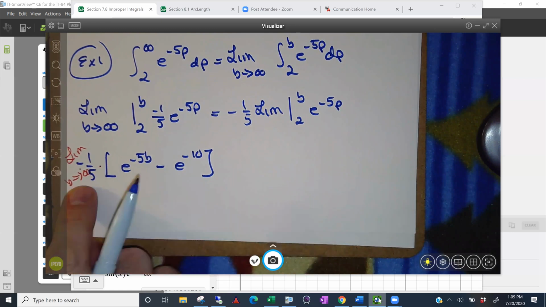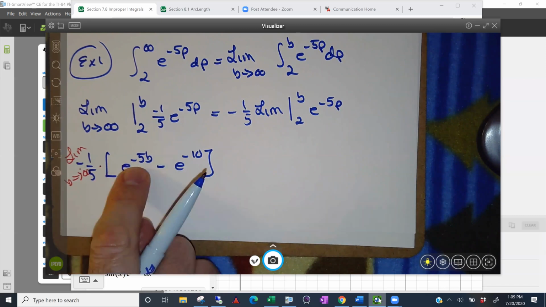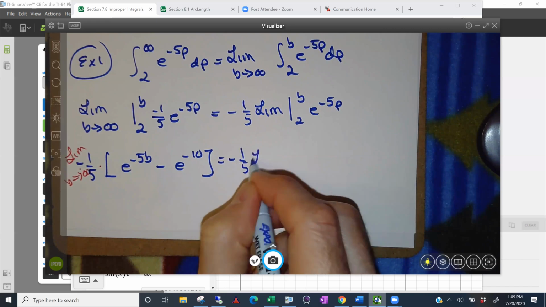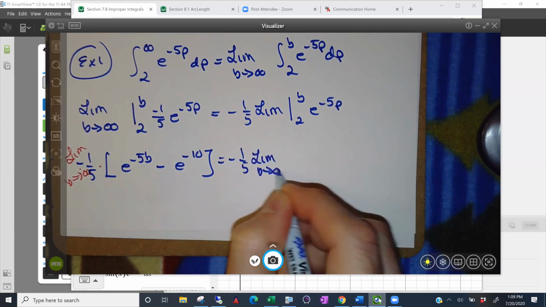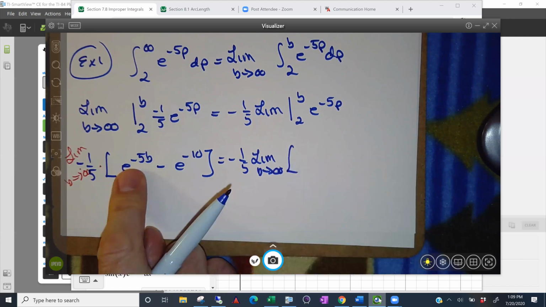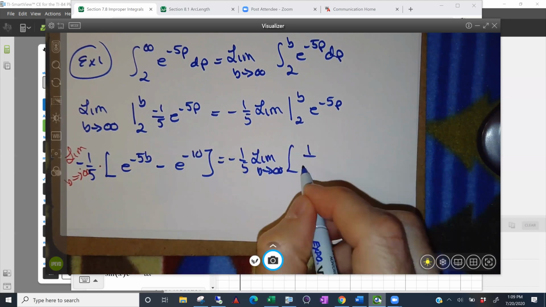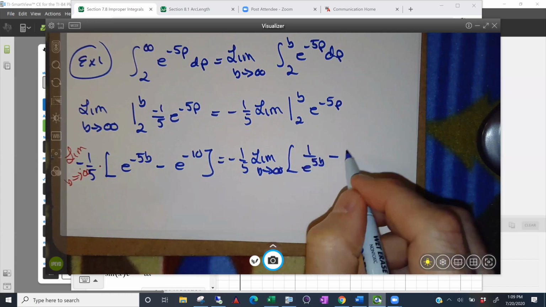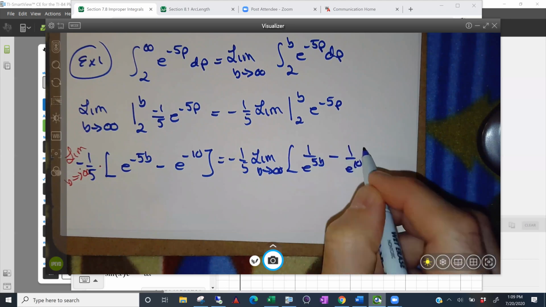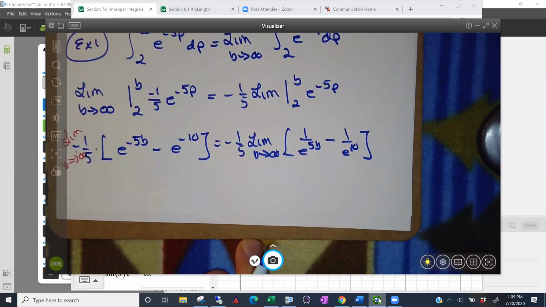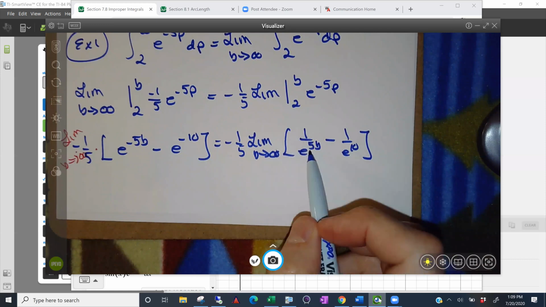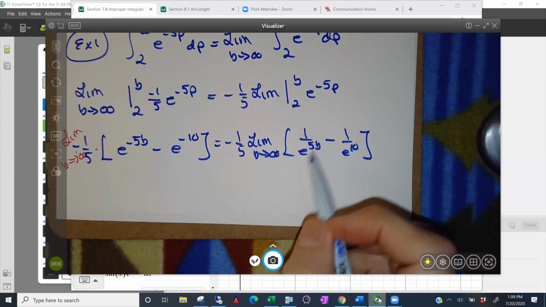But I can finally get rid of the limit because I can take the limits. Now maybe it helps you: negative 1/5 times the limit as b approaches infinity. Instead of writing it as e to the negative 5b, I'll write it as 1 over e to the positive 5b, minus 1 over e to the 10th. And now we can work on those limits. Well, the only limit that I have to really figure out is this. As b approaches infinity, what's going to happen to that term?